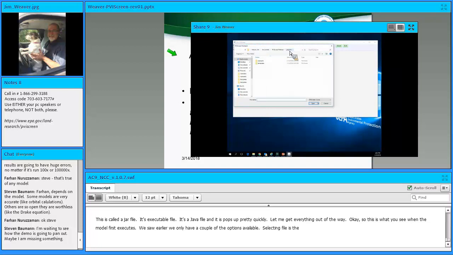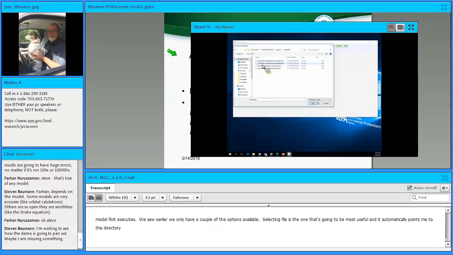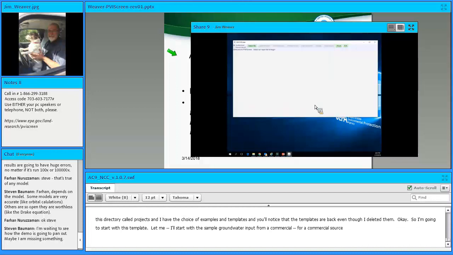And it automatically points me to this directory called projects. And I have the choice of examples and templates. And you'll notice that the templates are back, even though I deleted them. Okay, so I'm going to start with this template. And let me say I'll start with the sample groundwater input from a commercial source. Okay, and after a couple seconds, the input pops up. So we're on the view and editing of the input.